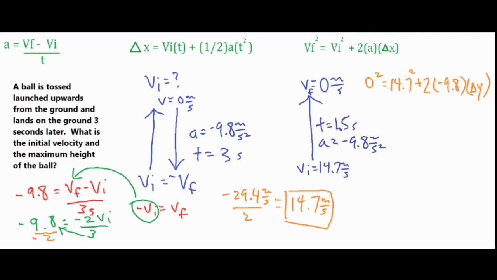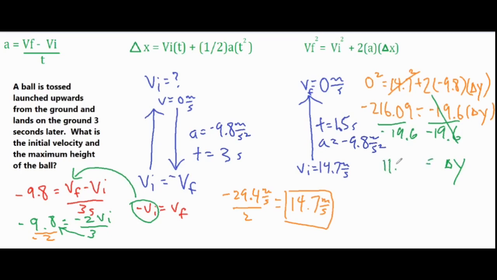So 14.7 squared is 216.09. And so I'm going to subtract that from both sides, which is going to cancel it here and then send it over to the other side. And that equals 2 times negative 9.8, which gives me negative 19.6 as the coefficient in front of the delta y. So if we go ahead and divide both sides by negative 19.6, that should give me our final delta y. And our delta y, which is our maximum height of this ball being launched, is 11.03 meters.